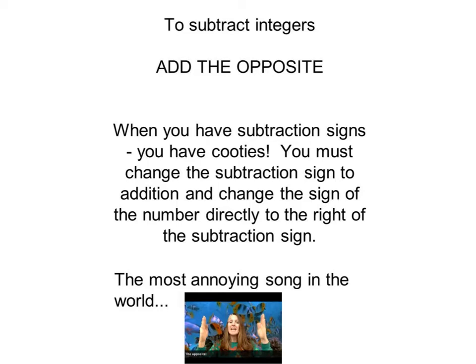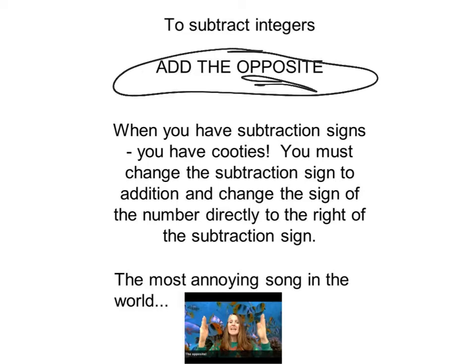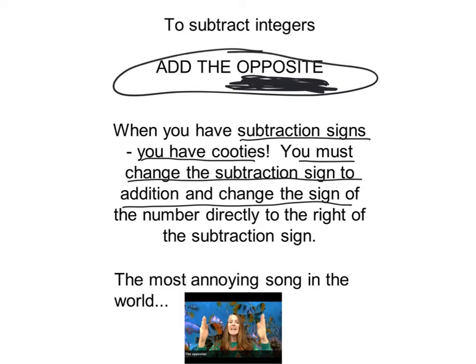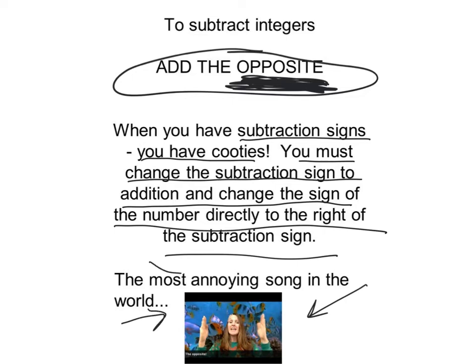Okay, to subtract integers, add the opposite. Why we spent that time on opposites so that you knew what an opposite was. If you have a subtraction sign, you have cooties. You must change the subtraction sign to addition and change the sign of the number directly to the right of the subtraction sign. This is a super annoying song. We're going to play it in class.